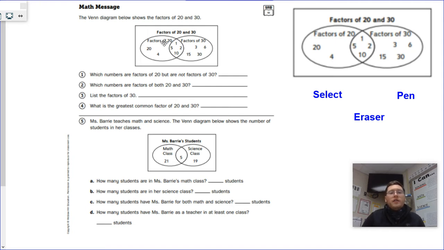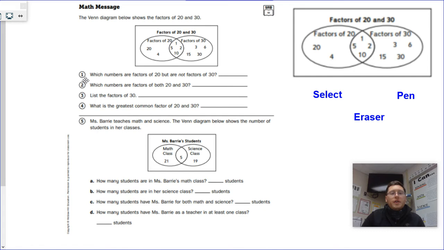So the factors of 20: 20, 4, 1, 2, 10, 5. Those are all the factors of 20. The factors of 30 are 1, 2, 5, 3, 6, 10, 15, 30. But specifically, the factors that only 20 holds by itself are 20 and 4. The factors that only 30 has, with nothing to do with the factors of 20, are 3, 6, 15, 30. But they both share 1, 2, 5, and 10.